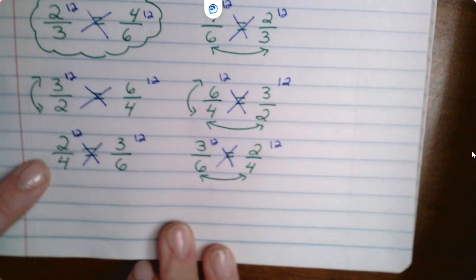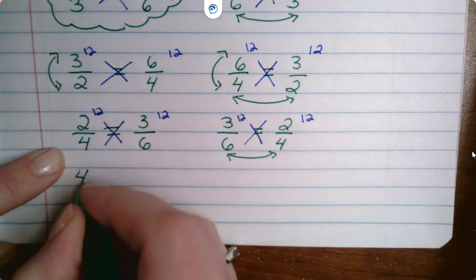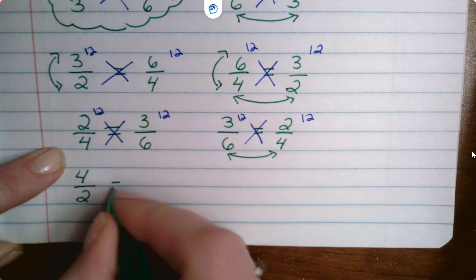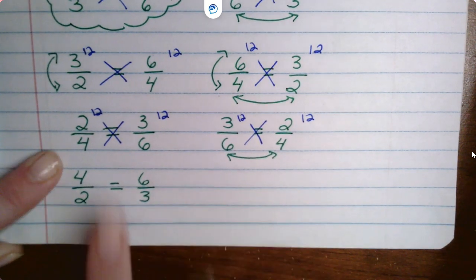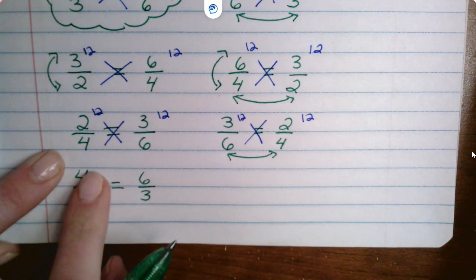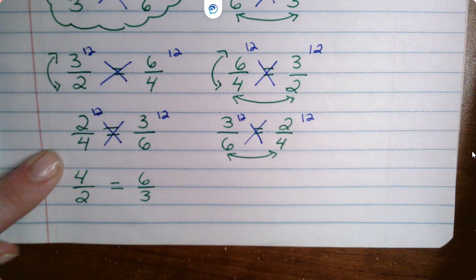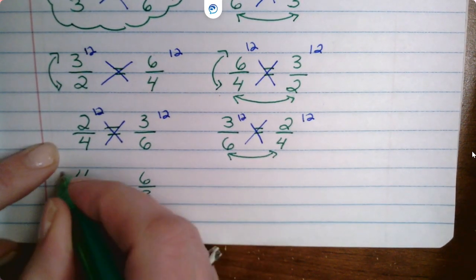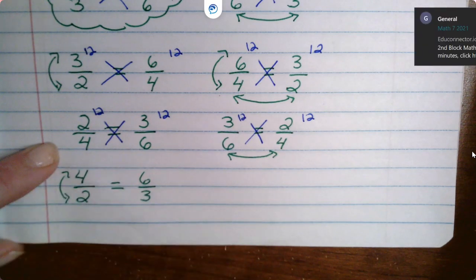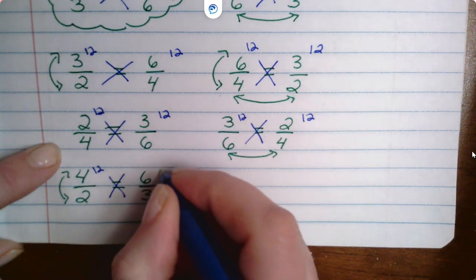All right, I'm going to take this, again, this new original, and I'm going to flip it up and down. So 4 over 2 equals 6 over 3. Again, if I were to simplify these fractions, 4 over 2 or 4 divided by 2 would be 2. 6 over 3 or 6 divided by 3 would also be 2. What I've done here is I've flipped it up and down, and my cross products to double check would be 12 and 12.